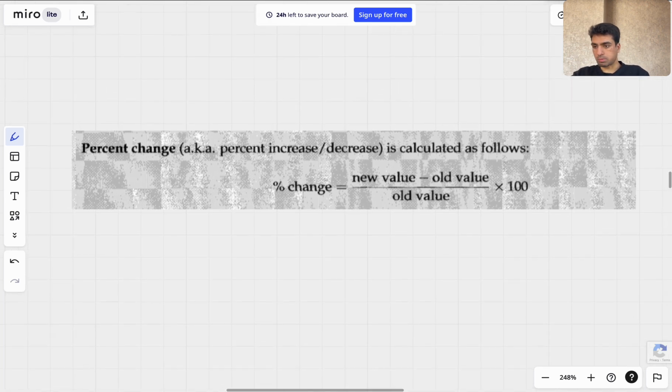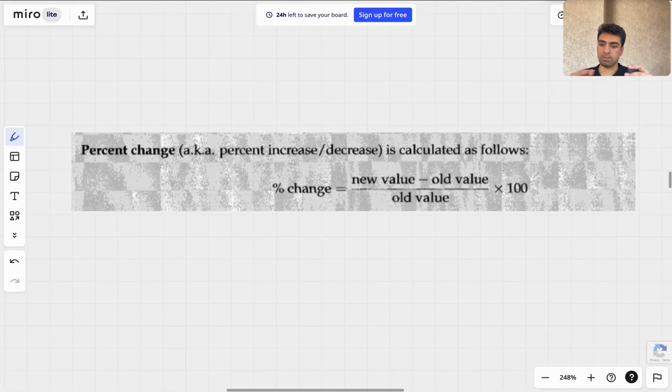We have the concept of percent change. So anytime the value of something changes over time, you can find the percent change. So for example, something can decrease in value, other things can increase in value, right? So the way you find the percent change is the new value minus the old value divided by the old value times 100. That will give you the percent change.